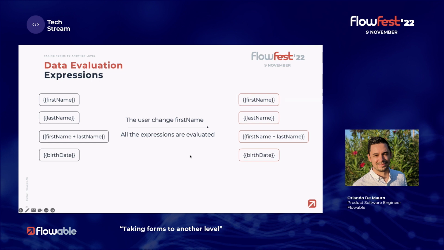Of course, this can lead to performance issues, even if we have some internal calculation to stop unused recalculation. If it's not properly modeled, that can lead to performance issues. So the desired result is that every time the user changes the first name, only the first name and the first name plus last name expression should be reevaluated. So not all the expressions should be reevaluated.